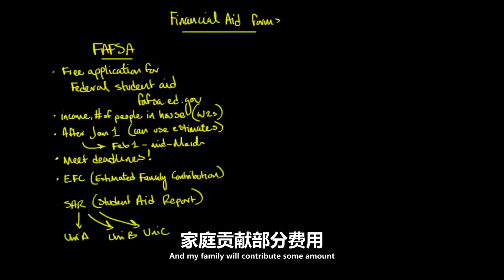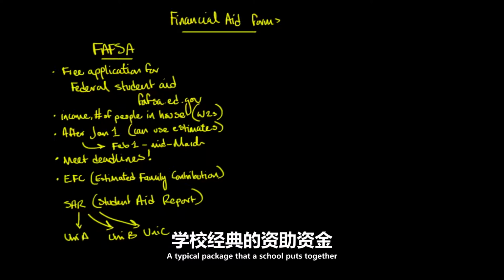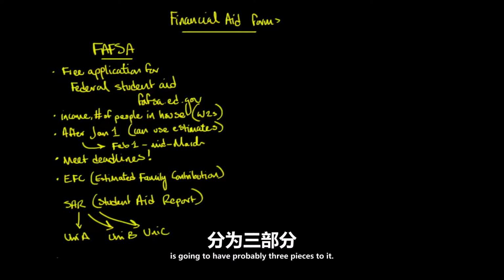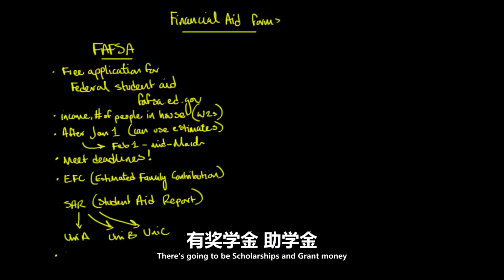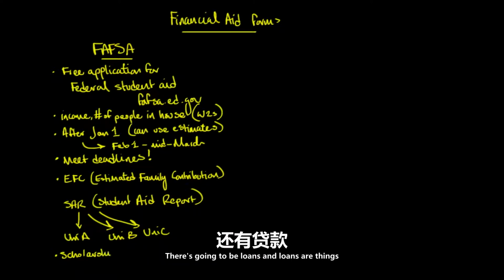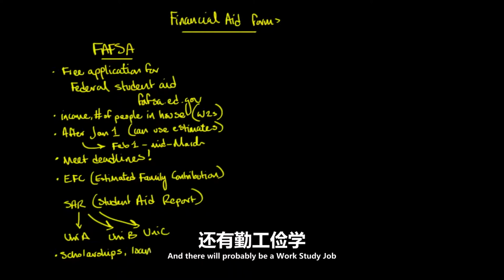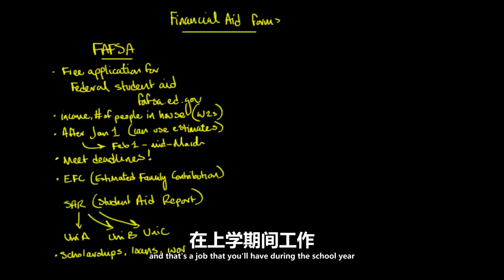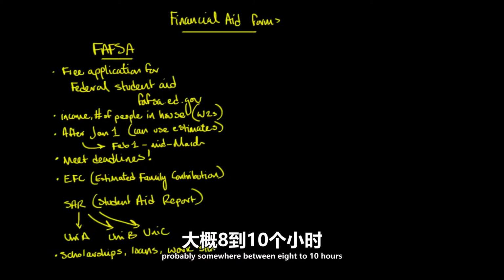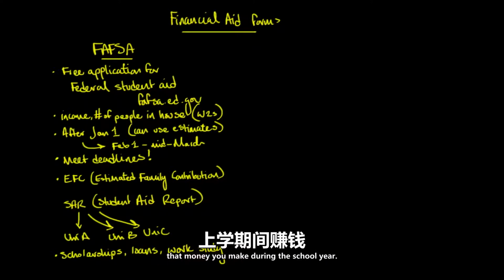Correct. And my family will contribute some amount, and then the remainder is made up through what exactly? Other things could come from the school? So a typical package that a school puts together is going to have probably 3 pieces to it. There's going to be scholarships and grant money, which is good. That's money you don't have to pay back. There's going to be loans, and loans are things that you will pay back over a period of time. And there will probably be a work-study job, and that's a job that you will have during the school year, probably somewhere between 8 to 10 hours, maybe upwards of 20 hours, depending on the school. That money you will make during the school year.